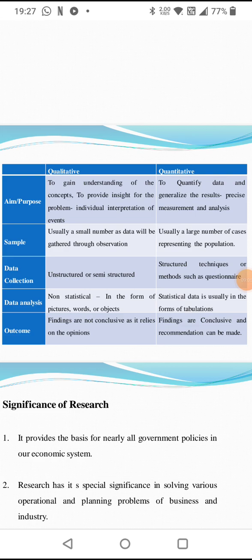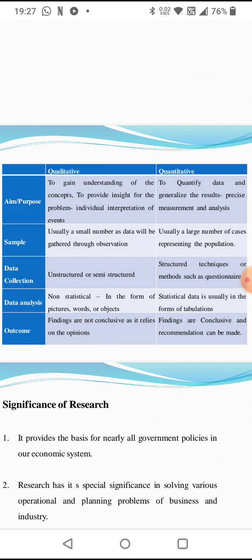And analyzing of data is non-statistical, that is in the form of pictures, words or objects in qualitative, because you get to give the theoretical description of the analysis. Whereas in quantitative, statistical data is usually in the form of tabulation.